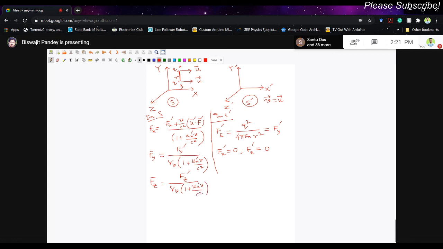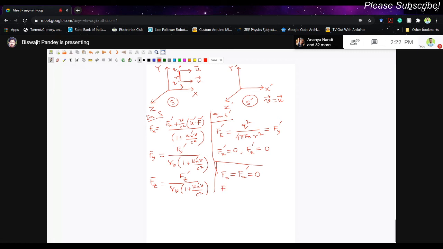What are ux prime, Fy prime, Fz prime? We have already written Fx prime, which is nothing but, sorry, Fy prime. Fx prime is 0, Fz prime is 0. And what is u prime? U prime is the velocity of the particle in the prime frame, right? Since the prime frame is the rest frame of the charged particles, there should not be any velocity of the charged particle in that frame. So prime quantities are 0, u prime equals 0, ux prime equals 0. So this term will be 0. So what will be Fx? Fx equals Fx prime, and since Fx prime equals 0, I can straight away write 0. There is no force along the x direction.